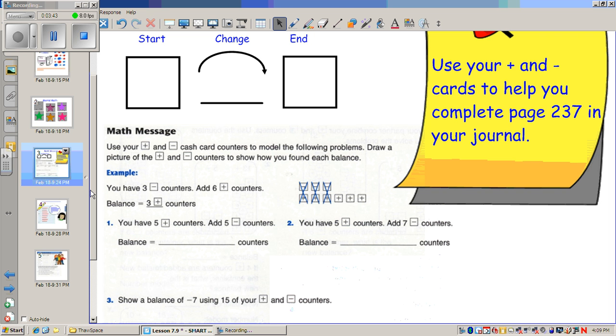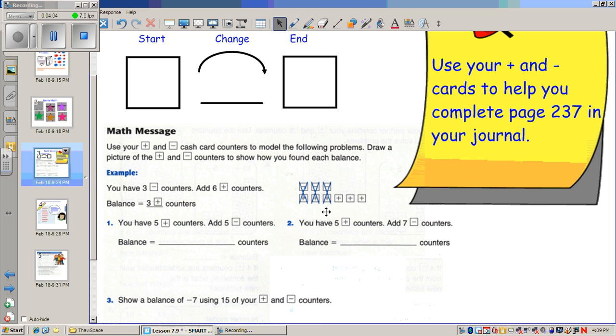So you have 3 negative counters, and you're going to add 6 counters. Again, like I told you before, it's easier when you write them out on here like they did. And over here, they have the plus, they have 6, and they have 3, and they've crossed them out to see how they've crossed each other out.